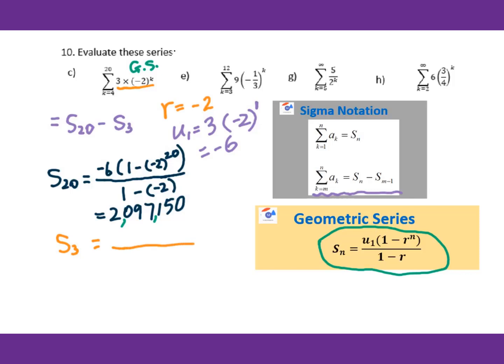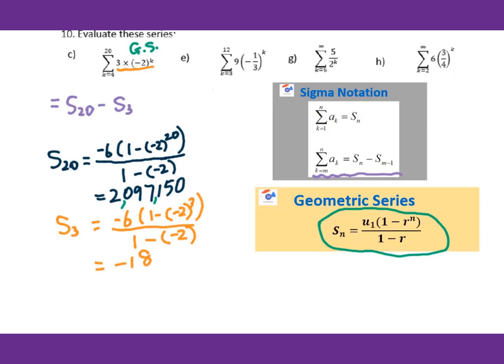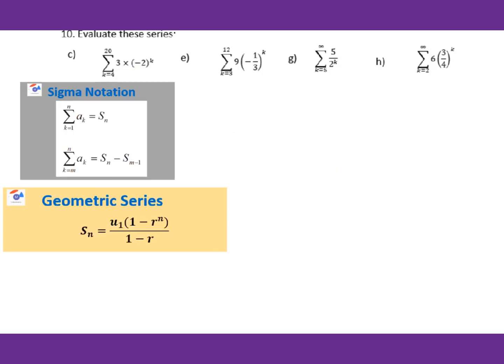For S sub 3, we plug in, we get negative 6 times 1 minus negative 2 to the third power, over 1 minus negative 2. You will get negative 18. Therefore, S sub 20 minus S sub 3 equals 2,097,168.